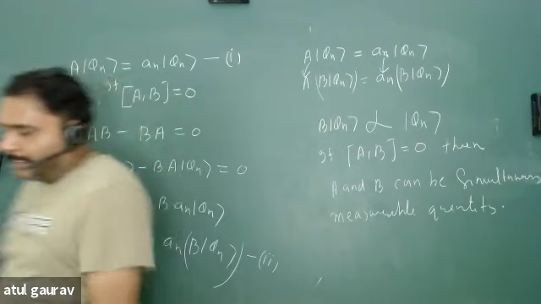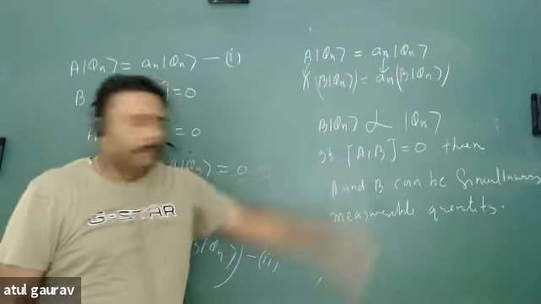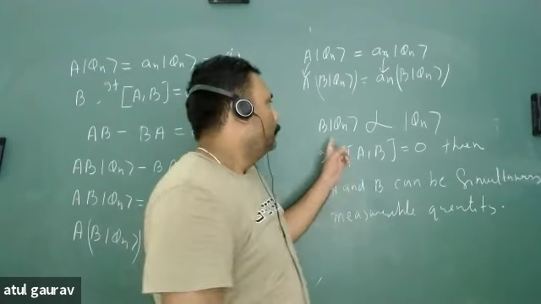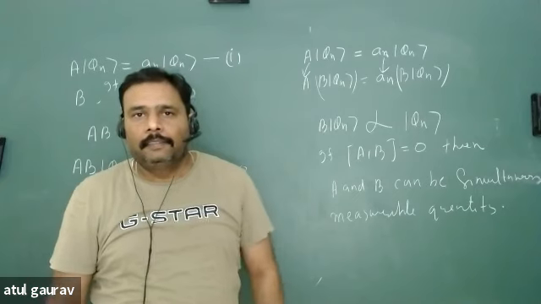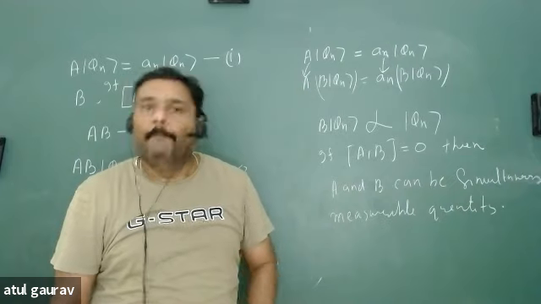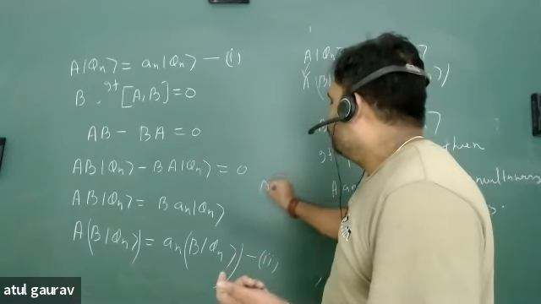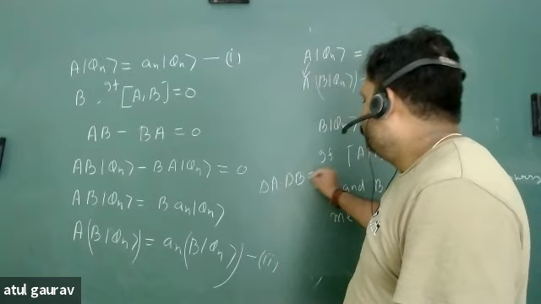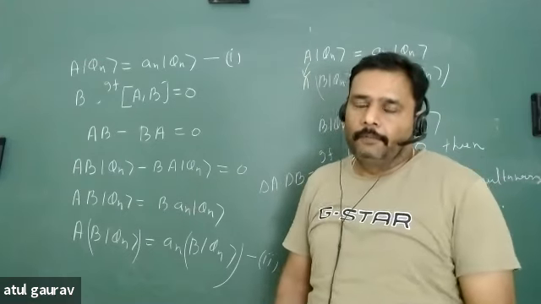So it's a very interesting thing. If A and B commute, then, because B phi n is proportional to phi n, you can make a conclusion that they can be simultaneously measurable. What is the meaning of simultaneously measurable? It means delta A into delta B may be equal to 0. There is no uncertainty in finding that particular thing.